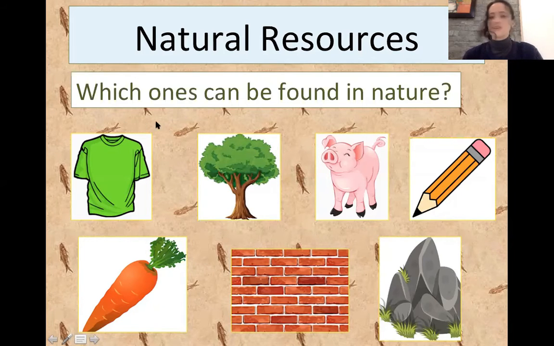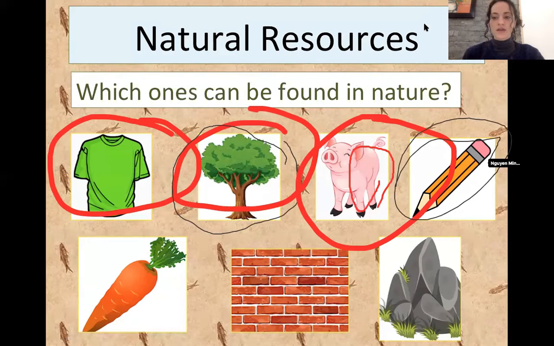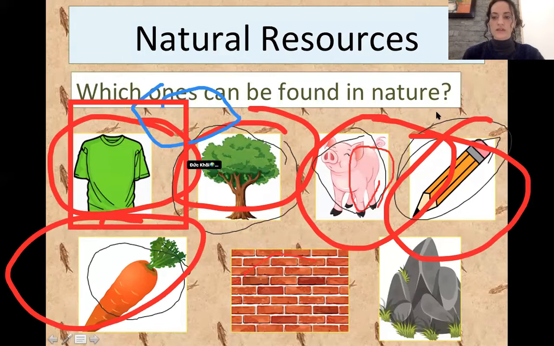We can't find a t-shirt in nature, but everything around us is made from natural resources, right? We have to use the earth for everything. We can't use magic and just say, turn a pig into a brick wall. Boop. No, we have to use natural resources. Okay, everybody circle all of the natural resources, the natural ones. Which ones are natural resources?